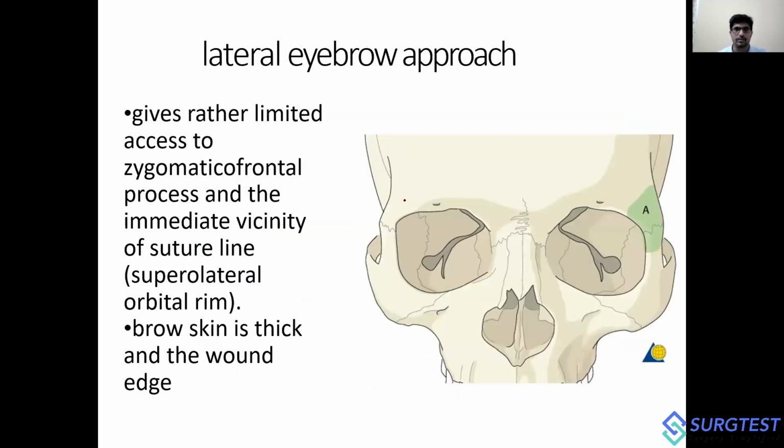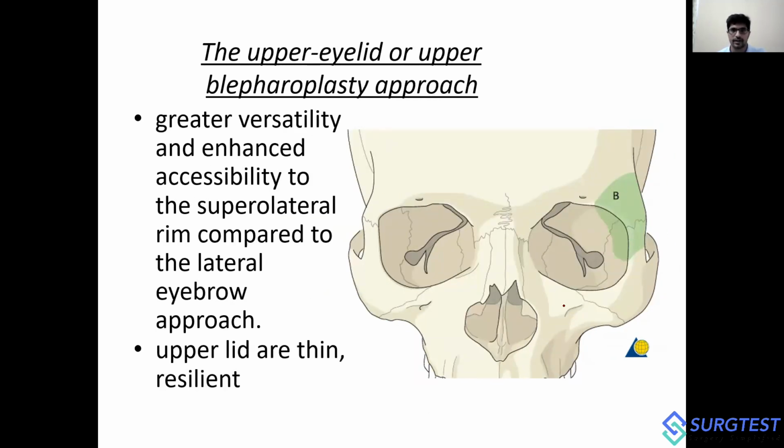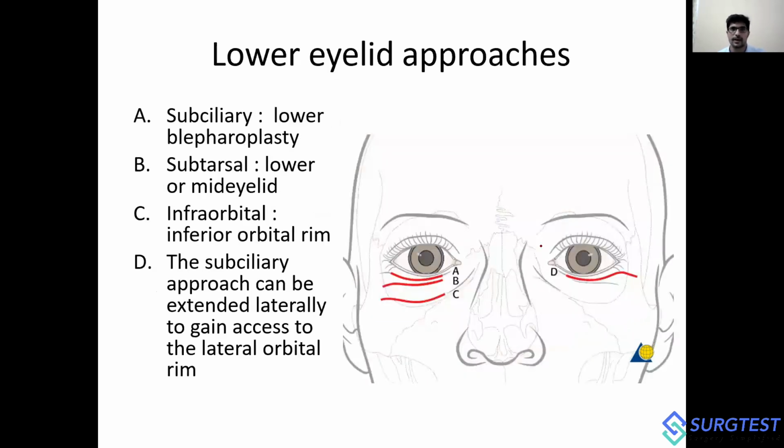Coming to the lateral eyebrow approach, this is the eyebrow and this is the zygomatico-frontal suture. We can access it by an incision in the lateral part of the eyebrow. And also the upper eyelid approach: this is the zygomatico-frontal suture, and here will be the eyelid. So we can take an incision in the upper tarsus to get access to the ZF fracture. For the lower eyelid approaches, we have subciliary, subtarsal, the extended subciliary, and also the infraorbital rim incisions. These are all described for IOR.